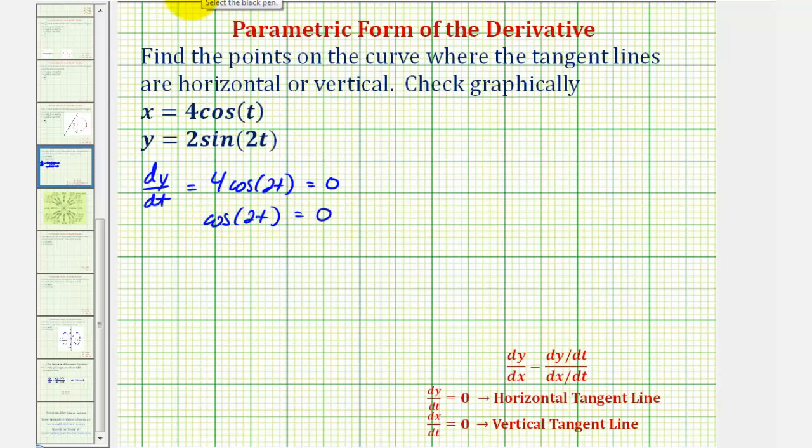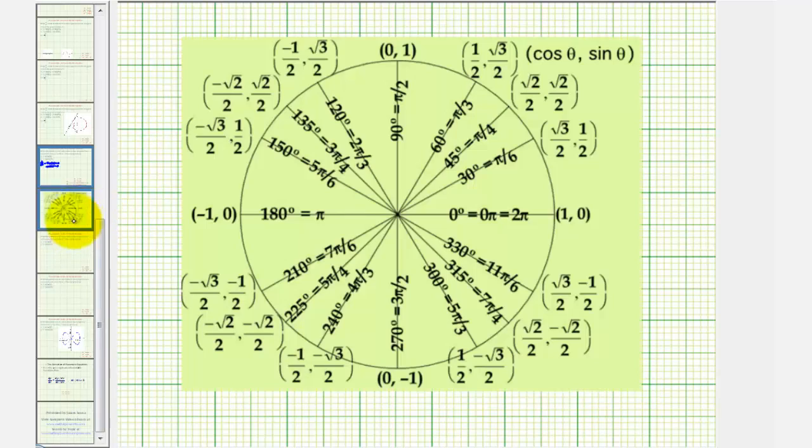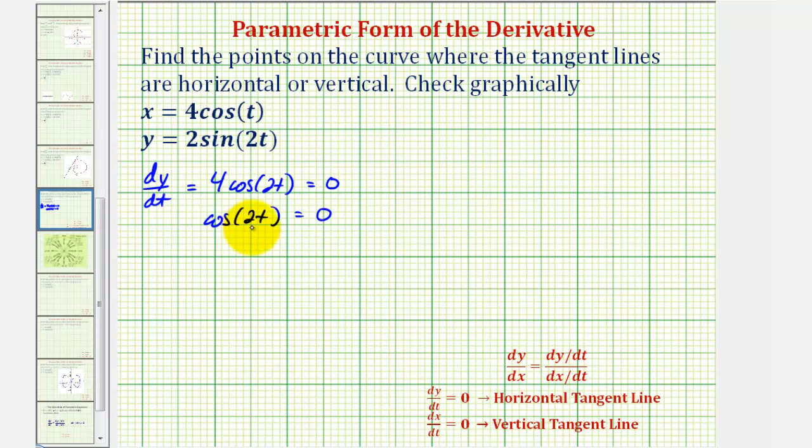Well, we know from the unit circle that the cosine function value is 0 at pi/2 radians and 3pi/2 radians. But because we have a double angle here, cosine 2t will be equal to 0 when 2t equals pi/2 and when the angle 2t is equal to 3pi/2. So if we solve this for t, we would multiply both sides by 1/2. So t is equal to pi/4. And here we'd have t equals 3pi/4.